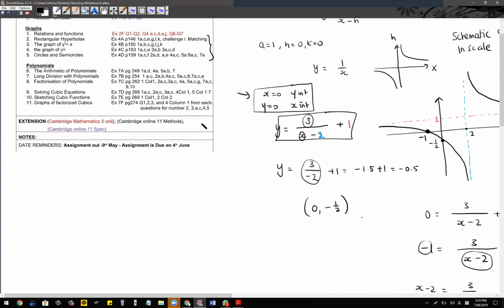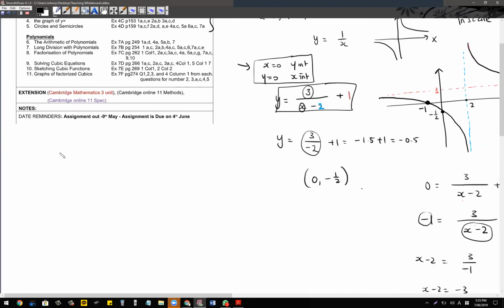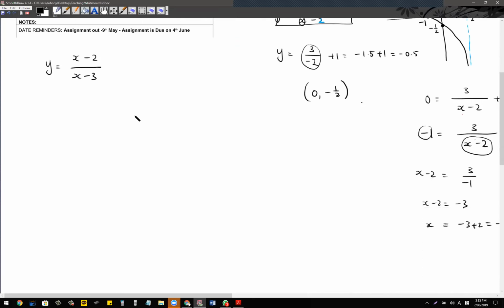Now, I'm going to introduce you to something like this. This will definitely be in the exam. If you have x minus 2 over x minus 3, then how do you draw this? This is also a hyperbola. So just have a look.